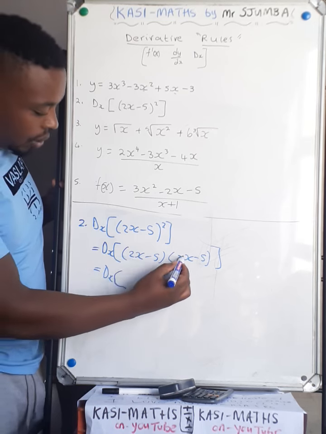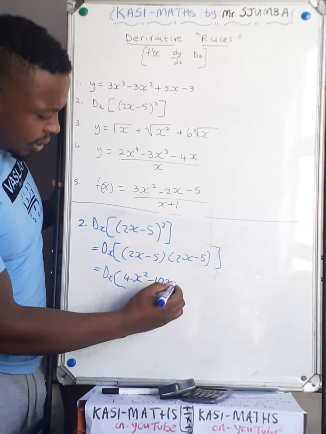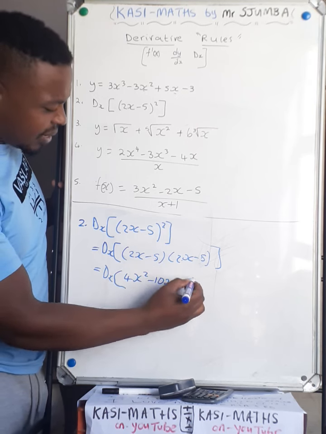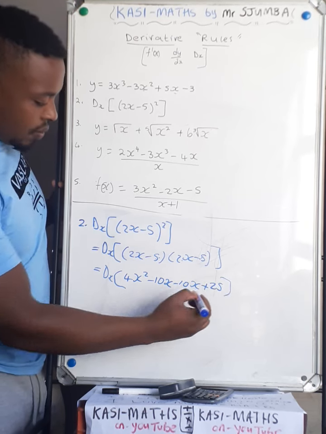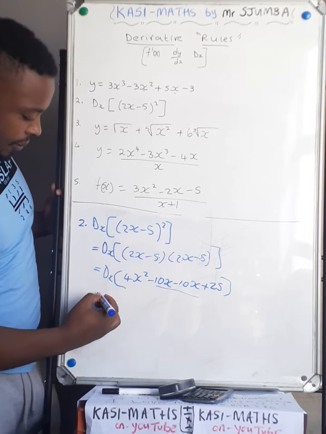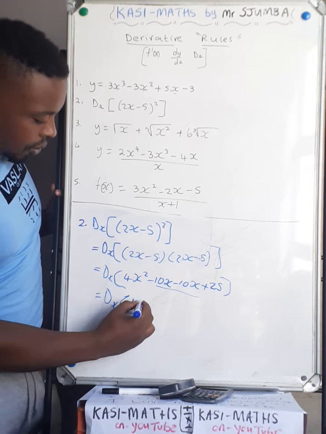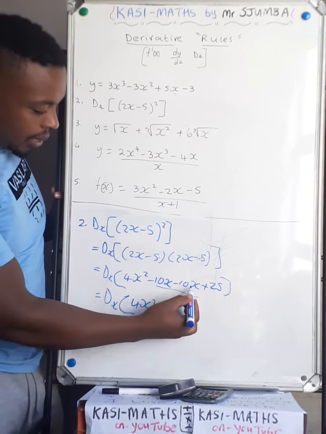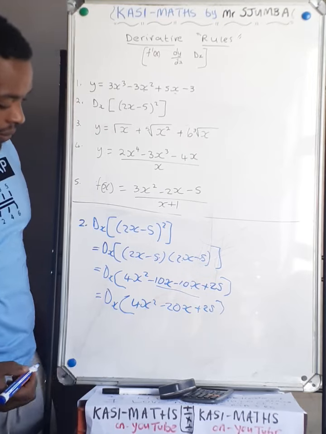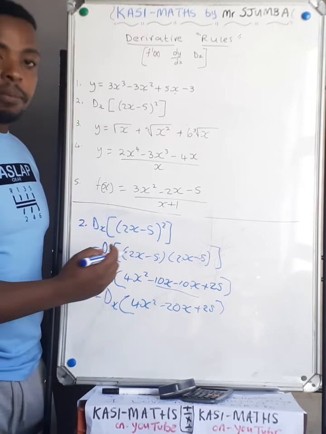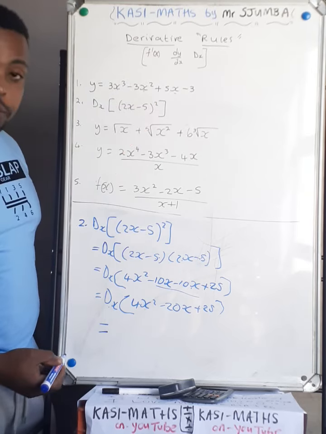So we multiply out: 4x squared, minus 10x, minus 10x, plus 5 times 5 is 25. Then we put the square brackets again. Like terms: 4x squared minus 20x plus 25. Now we have terms, we can derive.